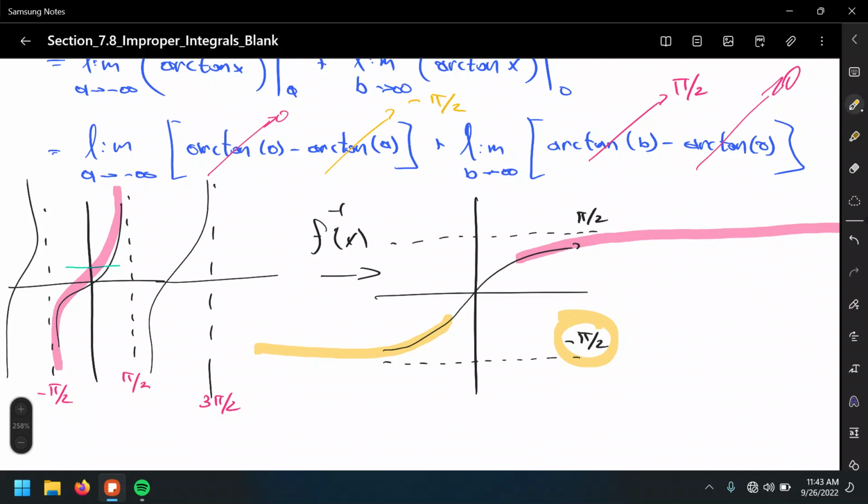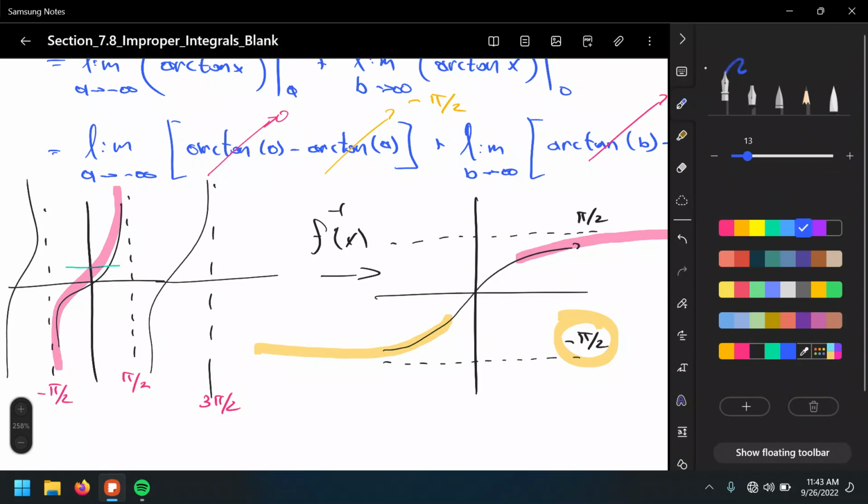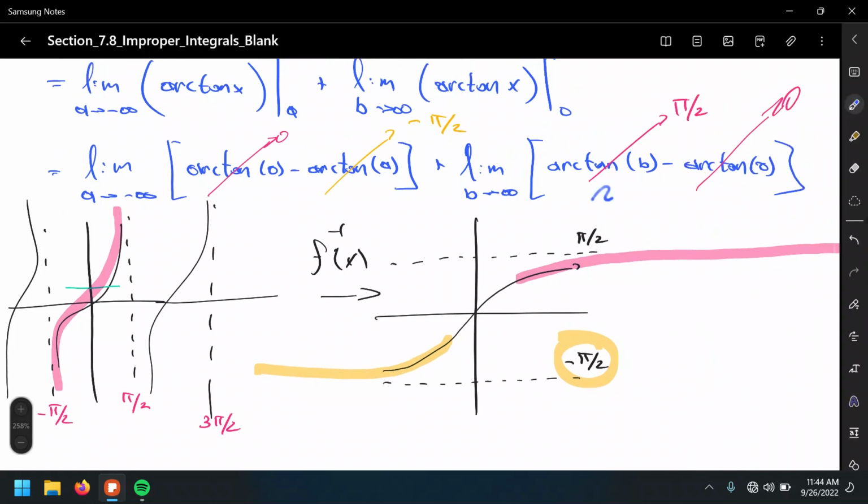Well, I think we have all the information that we need in order to get the final answer for this. So this will be then, careful, we have a negative in the front, negative times negative pi over 2, isn't that pi over 2? Plus pi over 2. And in this case, final answer, pi. And because the limit is finite, this means that the integral converges, and converges to pi. Right?